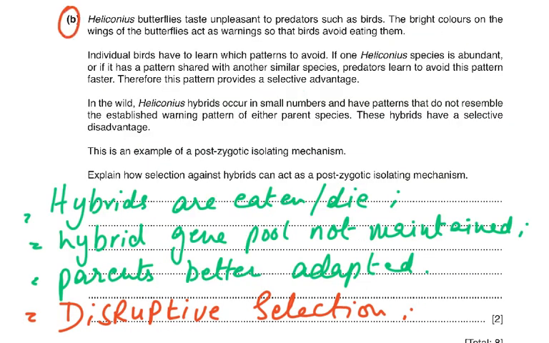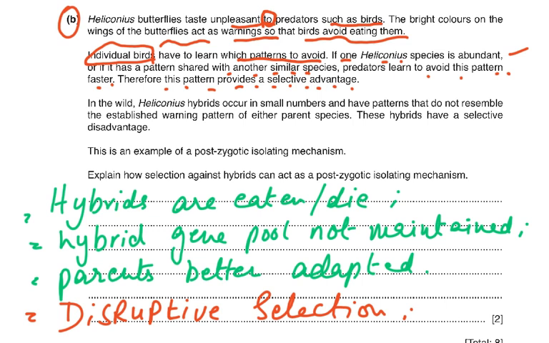Coming to the B part of the question, Heliconius butterflies taste unpleasant to predators such as birds. The bright colors of the wings of the butterfly act as warning so that birds avoid eating them. Individual birds have to learn which patterns to avoid. If one Heliconius species is abundant, or it has a pattern shared with another similar species, predators learn to avoid this pattern faster. Therefore, this pattern provides a selective advantage.